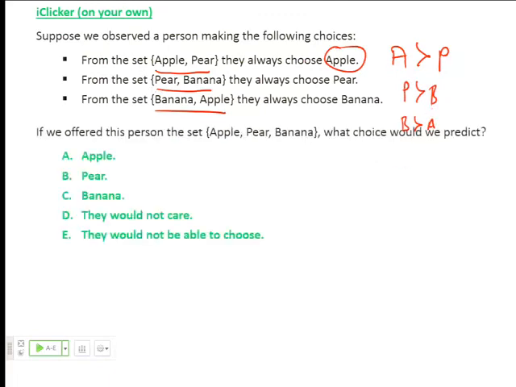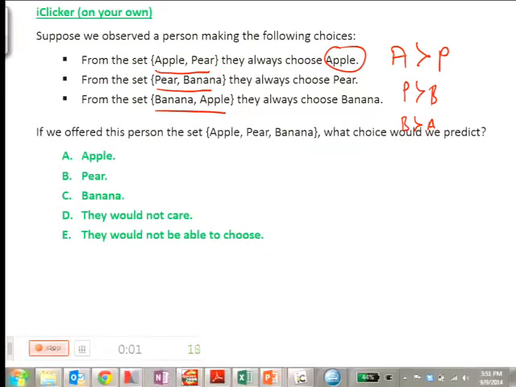Suppose we see that. If we then offered this person an apple, a pear, and a banana, and none of them had a worm in it, what choice would we predict that they would make? This is a positive question. What choice would we predict?